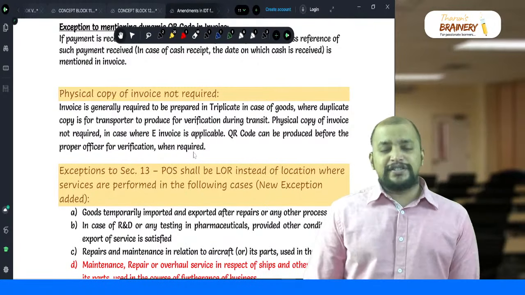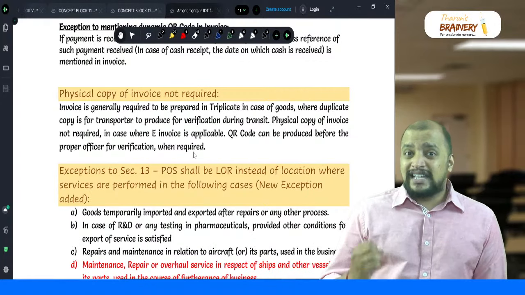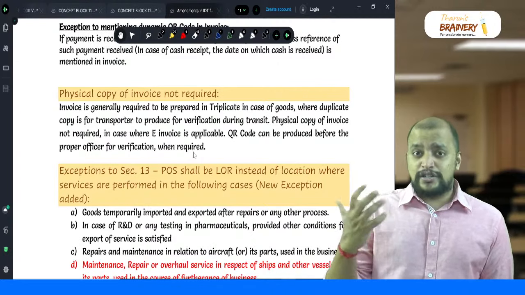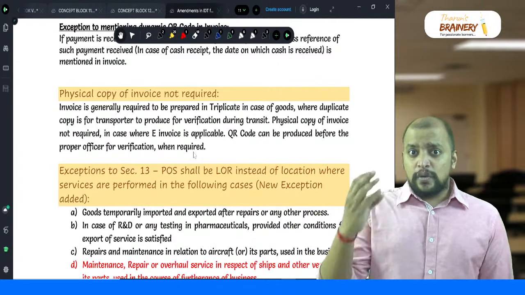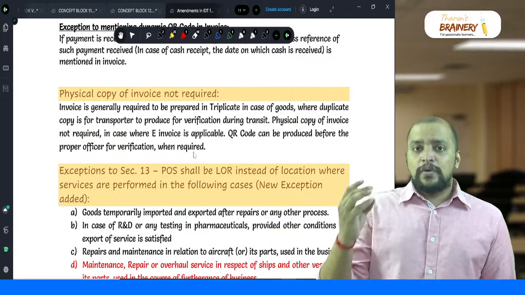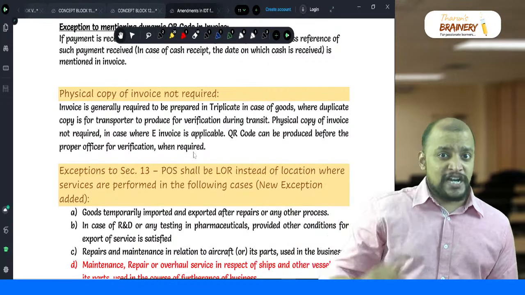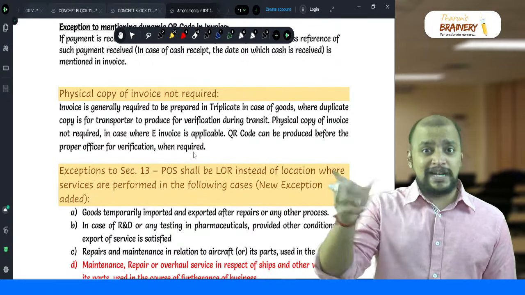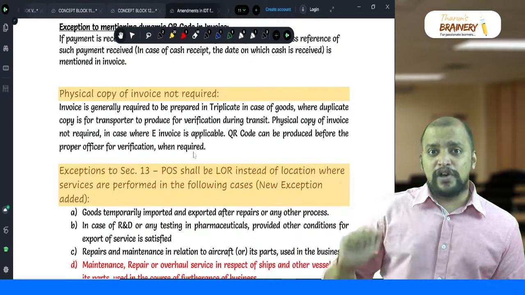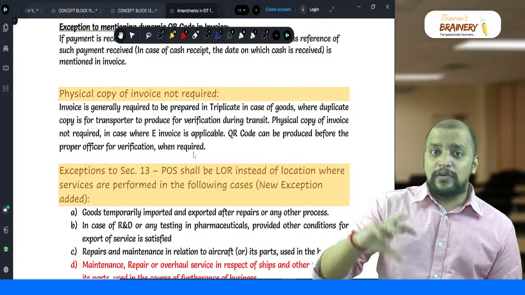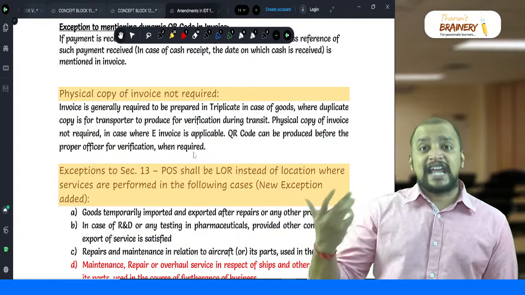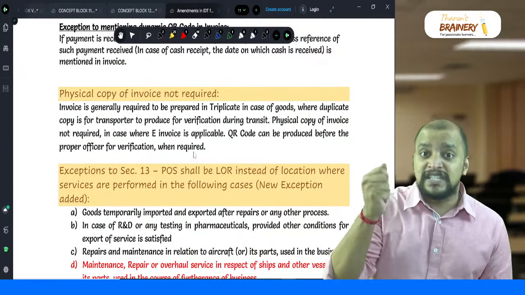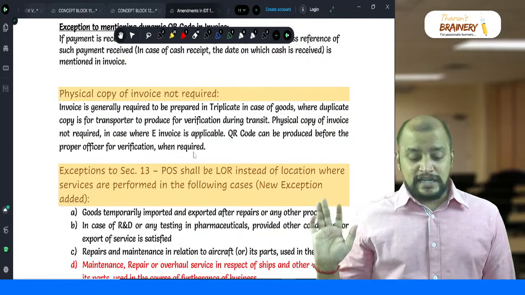And then the next one, physical copy of the invoice is not required. Whenever the invoice is generated in electronic mode, generally physical copy needs to be transported in triplicate: original, duplicate and triplicate. Original is for buyer, duplicate is for transporter, triplicate is for the supplier. This is not required if e-invoice is generated. If it is made available for scanning the QR code, that will be sufficient for verification. So no need to take the physical copy of the invoice. That is one circular we have.